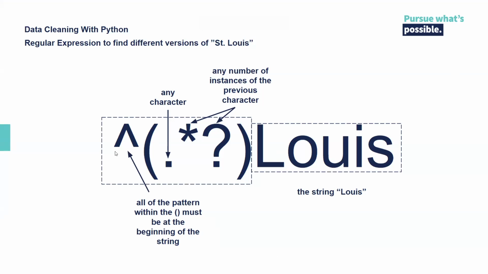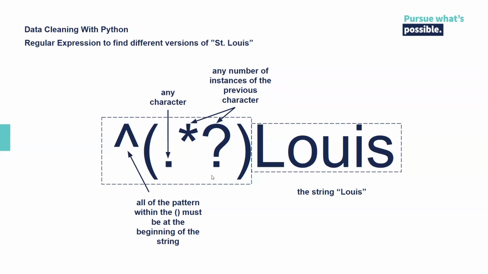So the caret symbol here at the beginning means that all of the pattern within the parentheses must be at the beginning of the string. All right. Sometimes that's necessary. You want it to be at the beginning. Sometimes it's in the middle. Sometimes it's at the end. Regex has ways of specifying that. And so regex, the caret here means, okay, this has to be at the beginning. Then anything in the parentheses is at the beginning, and here's what could be in the parentheses. It could be any character and then any number of previous characters.